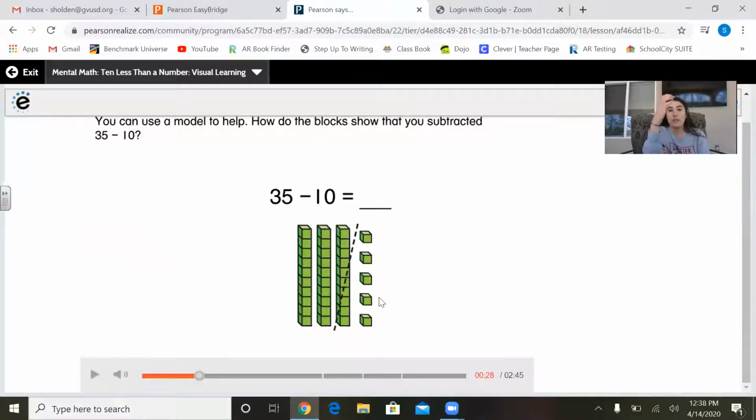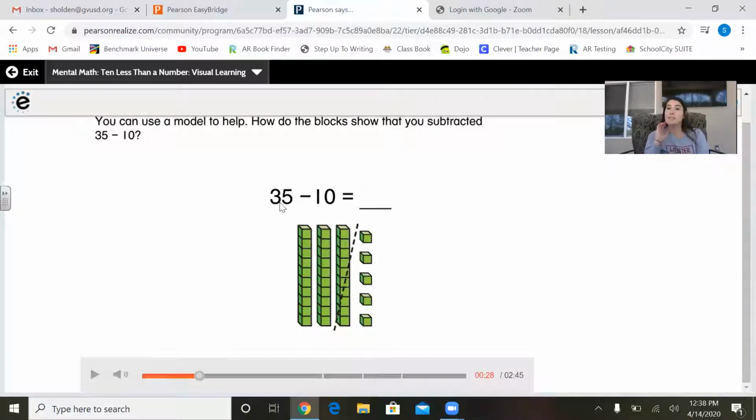So remember, this model shows our whole number. When we're subtracting, our whole number is the first number in the equation. So we have 35 as our whole number. So 3 is the number that's in our tens place. Remember, we have tens place and ones place in double-digit numbers. The tens place is this number 3, and 5 is in our ones place.